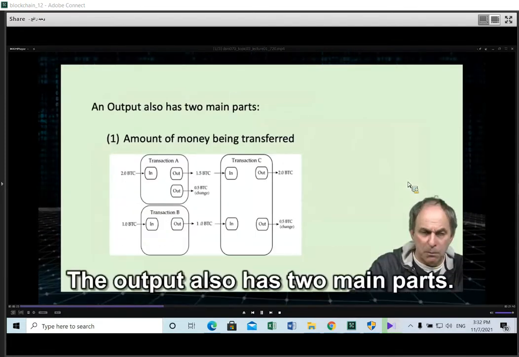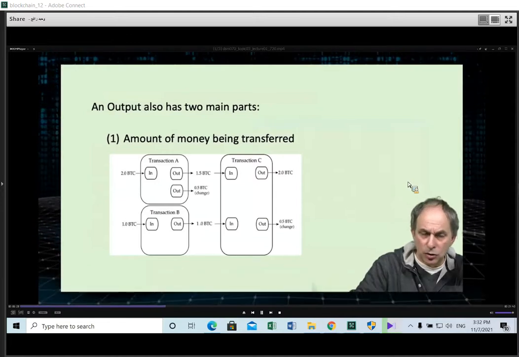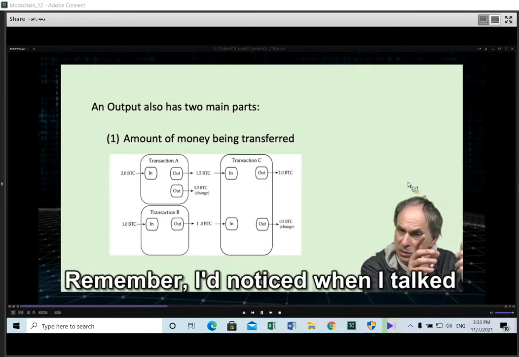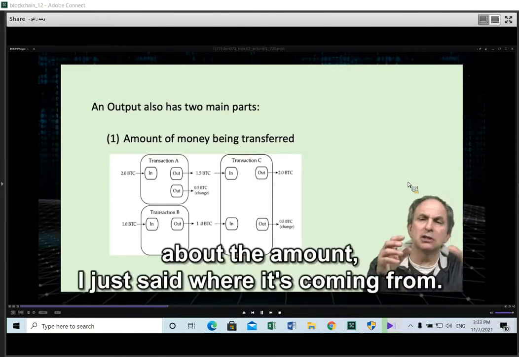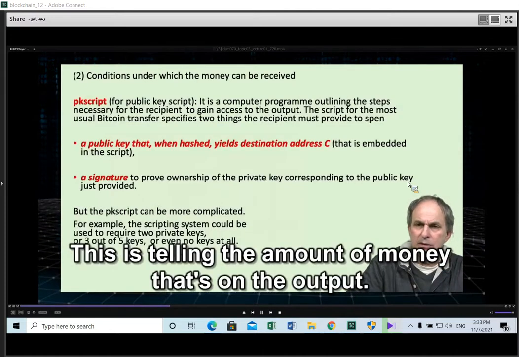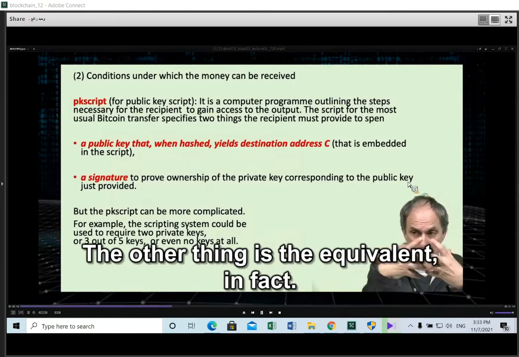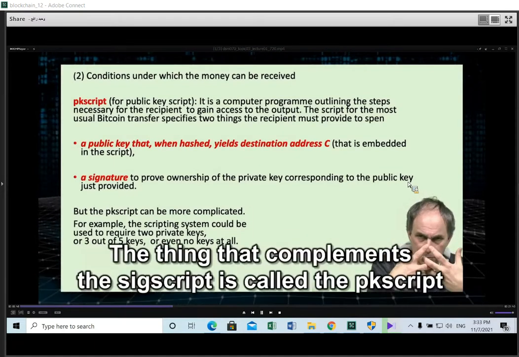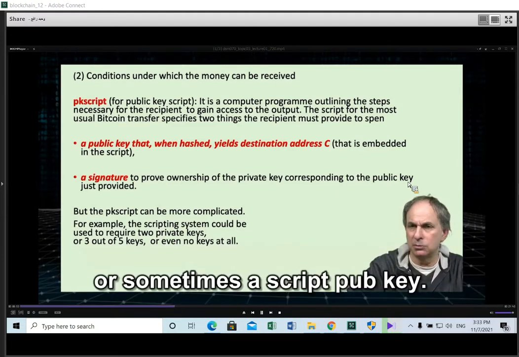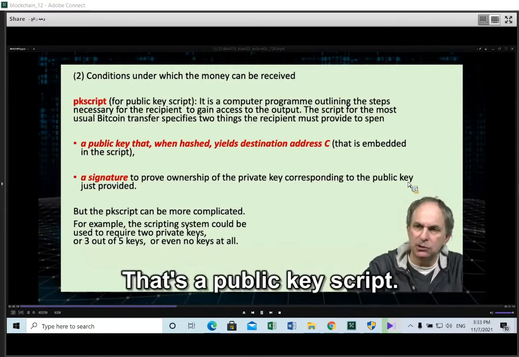Okay. The output also has two main parts. It has the amount of money being transferred. Remember, when I talked about the input before, I didn't say anything about the amount. I just said where it's coming from. This is telling the amount of money that's on the output. The other thing, the thing that complements the SIG script, is called a PK script, or sometimes a script pub key, and that's a public key script.